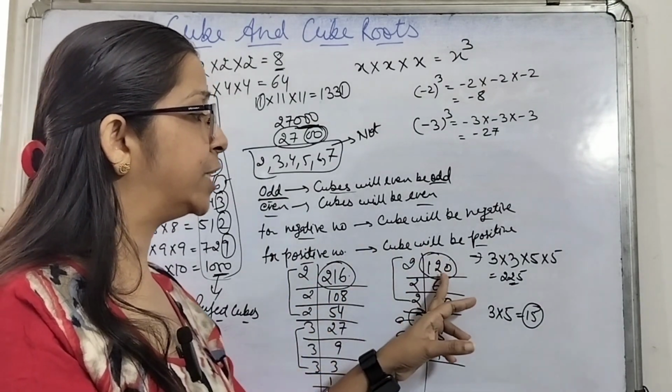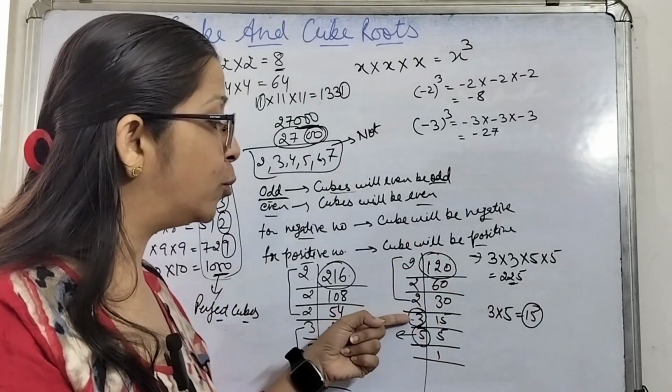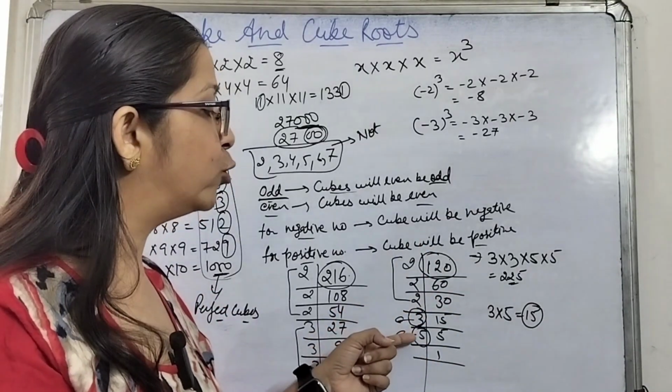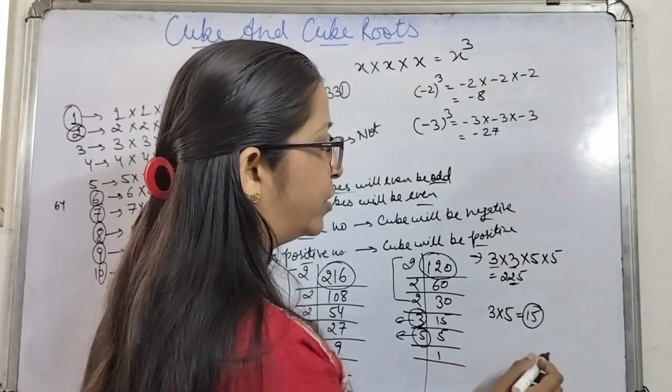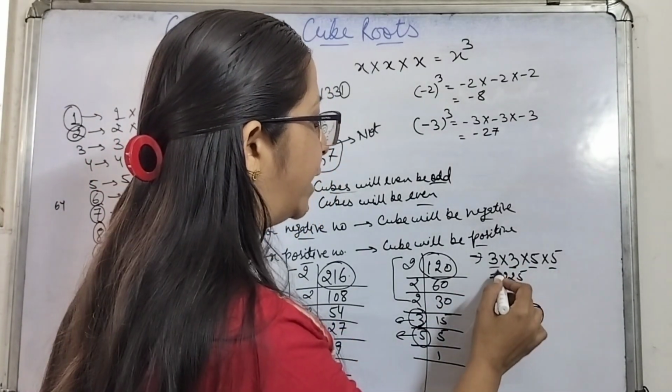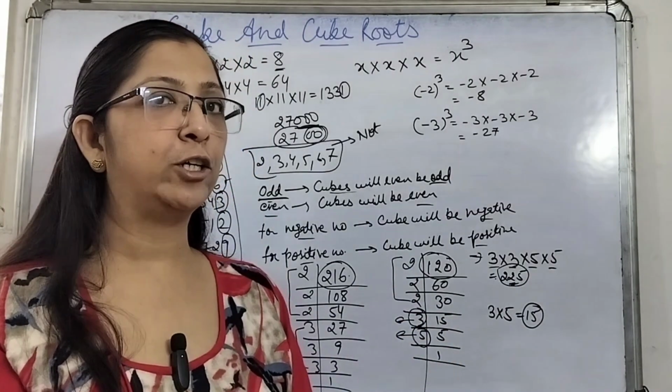So by what number should it be multiplied so that it becomes a perfect cube? For that, 2 more 3s are required and 2 more 5s are required. That means we will be multiplying it by 2 more 3s and 2 more 5s. That is by 225. If we multiply 120 by it, it will become a perfect cube.